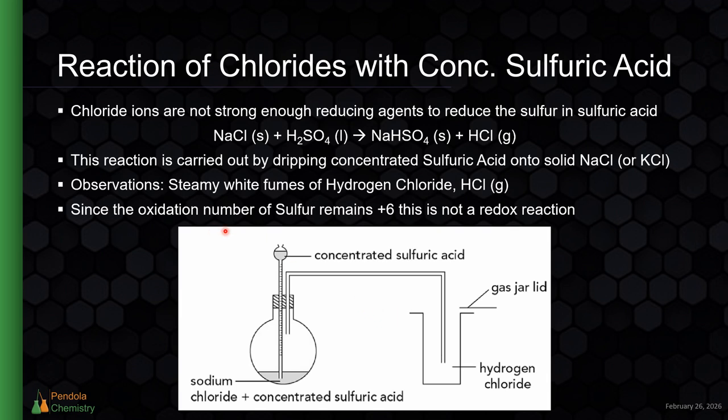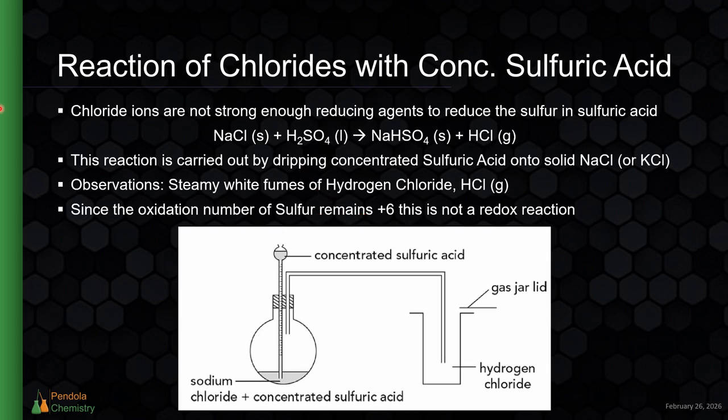So what are we going to see when we drip concentrated sulfuric acid onto sodium chloride or potassium chloride? We're going to see steamy white fumes. Those steamy white fumes being hydrogen chloride. Again, this all happens because the chloride ion is not a strong reducing agent. Since the chloride ion doesn't oxidize or reduce the sulfur or anything at all, the reaction is considered to be an acid-base reaction, and the oxidation number of sulfur doesn't change.